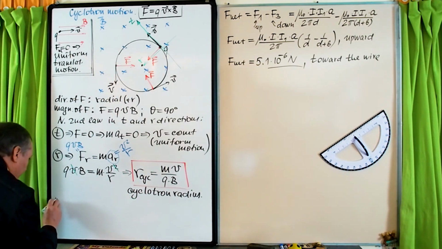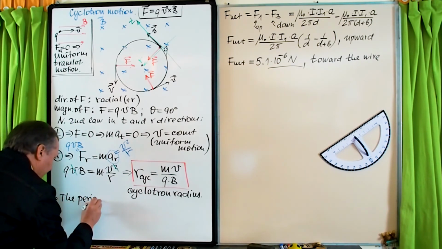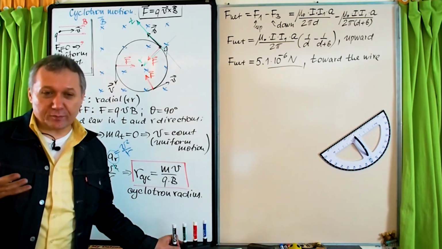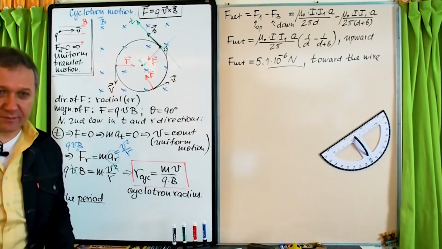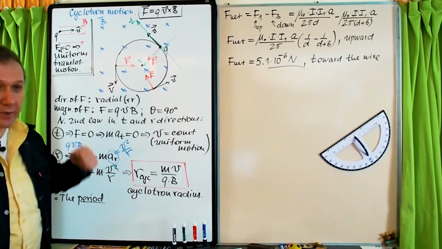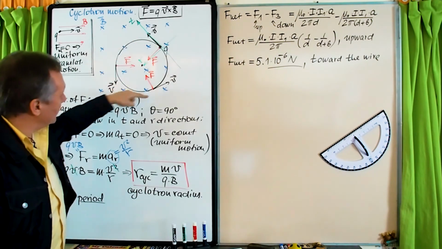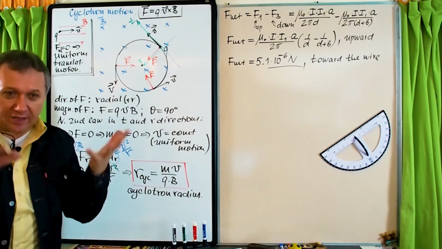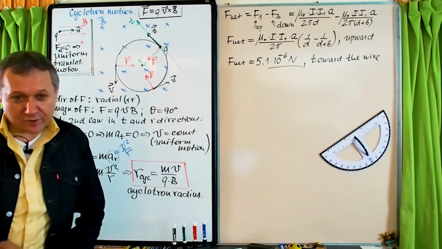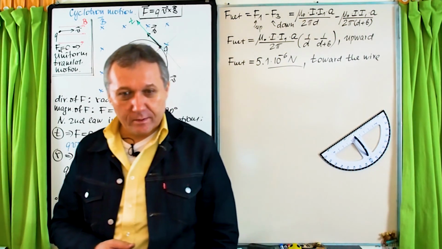Let me put a new bullet, right? So the period. What is the meaning of period, right? Period is just time. It's just the time for a particle, in this case a charged particle, to complete one oscillation, to complete this one circle. It's just the time to travel over this distance, which is equal to the circumference of this loop, right?